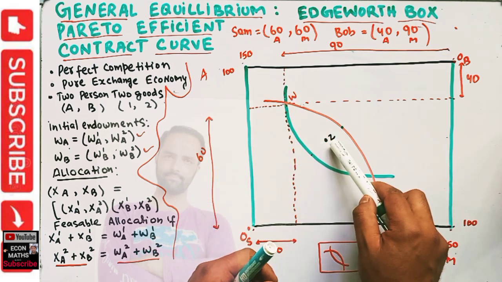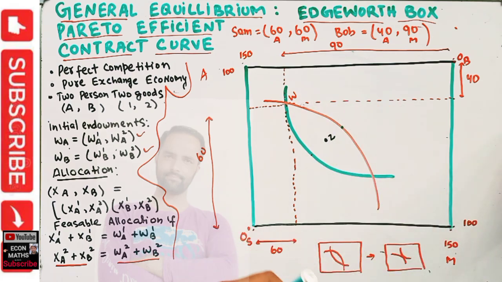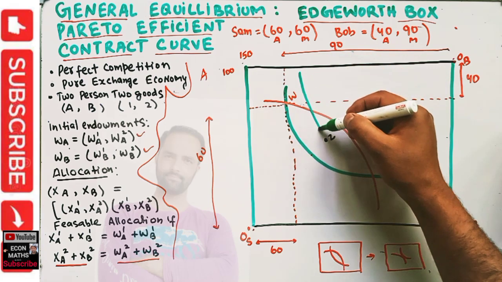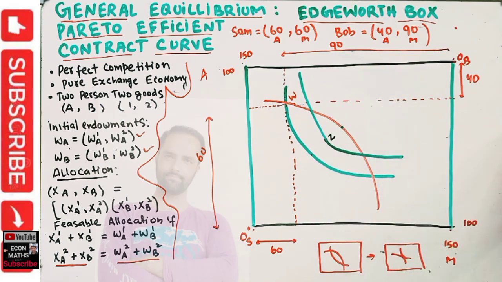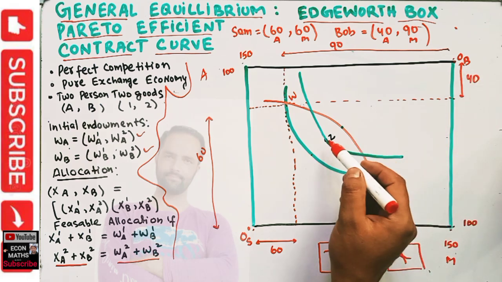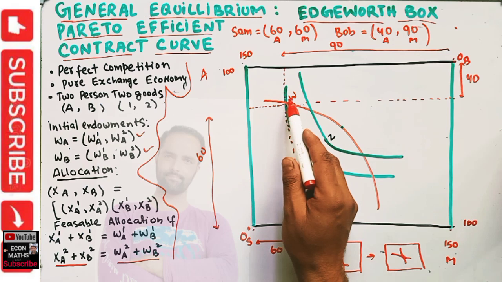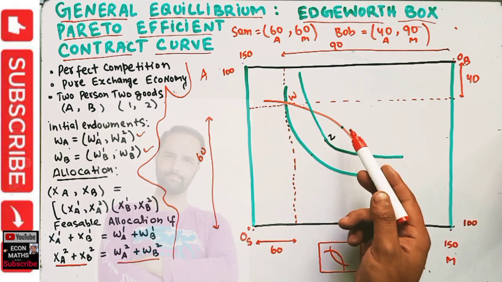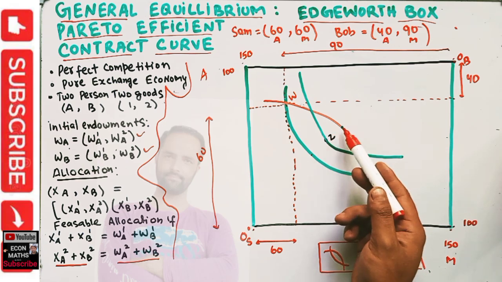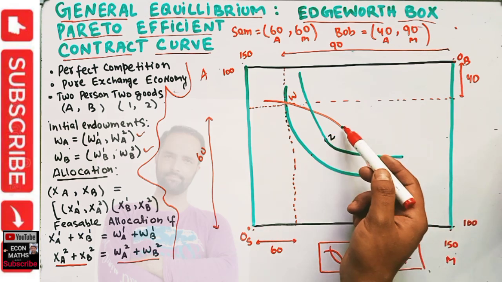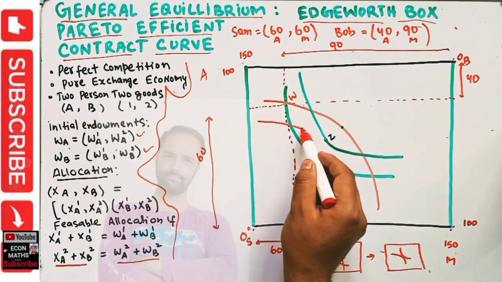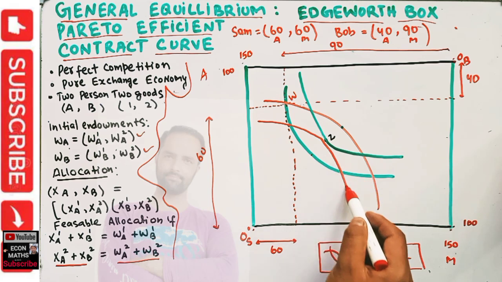Sam is reaching a higher indifference curve. Okay, let me show it here. So Sam is on the higher indifference curve. Similarly, for Bob, when we are at this point Z, the movement from W to Z can also increase the utility, sorry, indifference curve or utility, of Bob. So Bob's indifference curve will also shift like this.